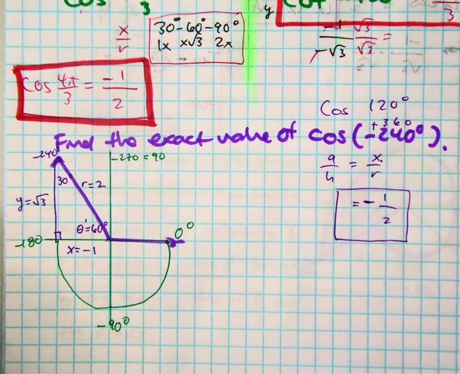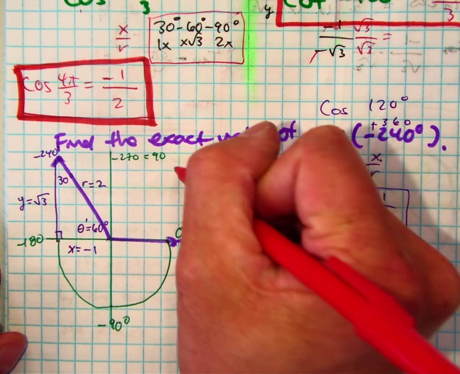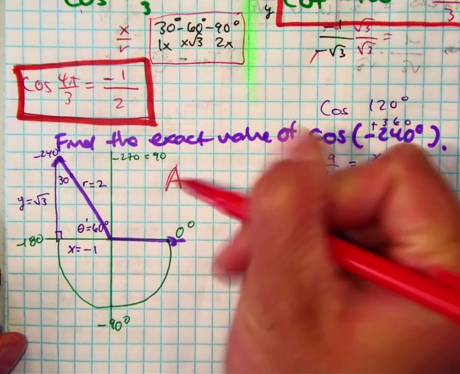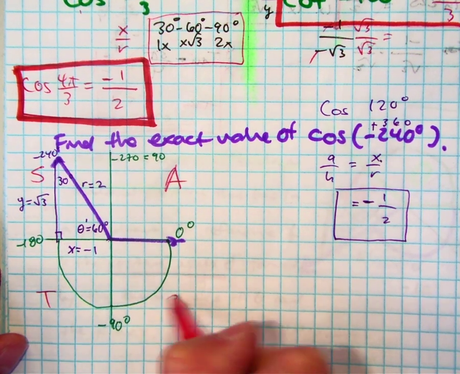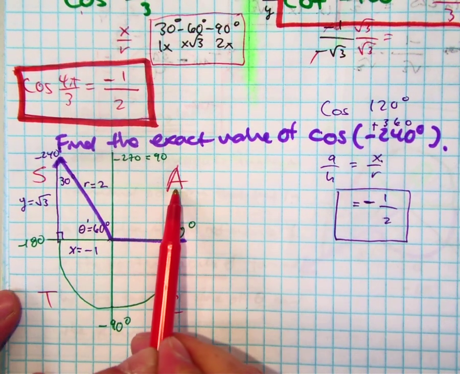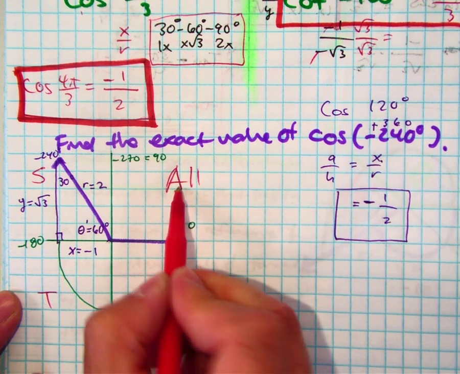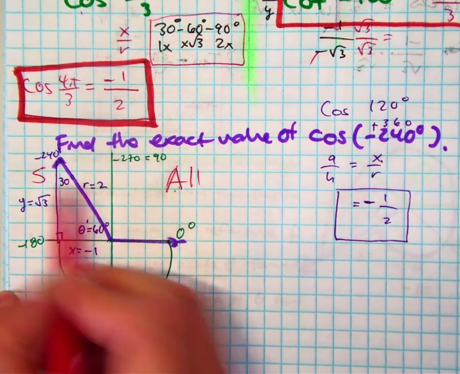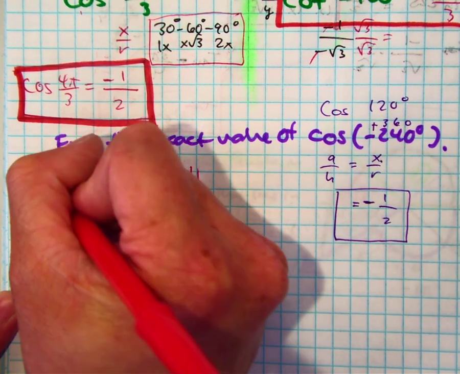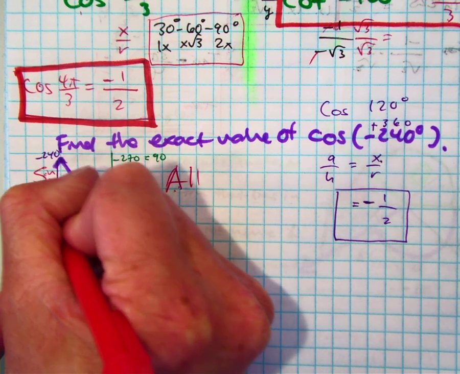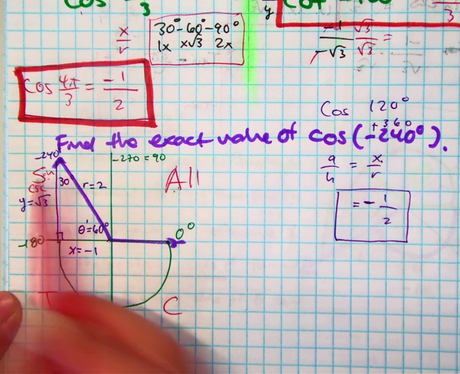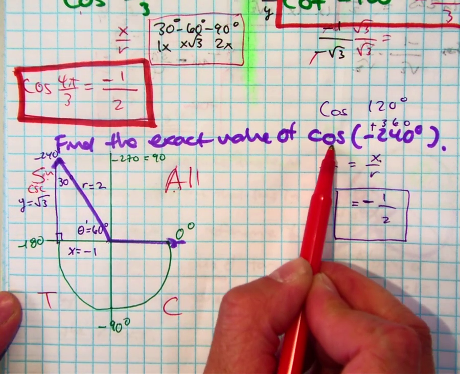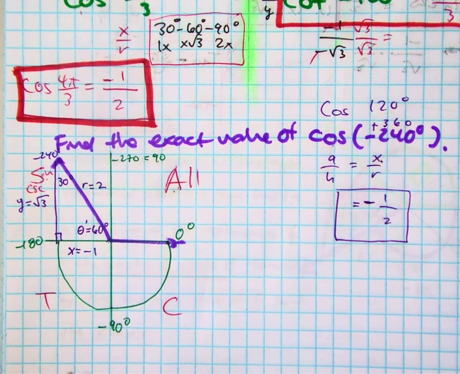The second reason why it's negative is we have this phrase. Where do all students go, class? All Students Take Calculus. What does that stand for? All of the trig functions are positive. What does this one mean? Sine and cosecant are positive. Everything else is negative, including cosine. So there's a couple of ways of checking that it is negative.